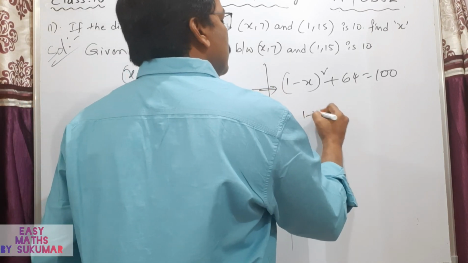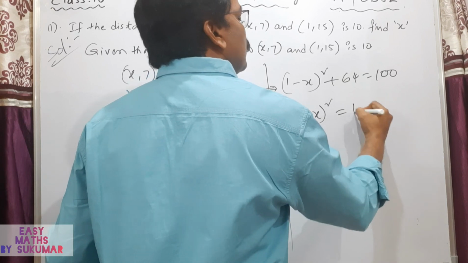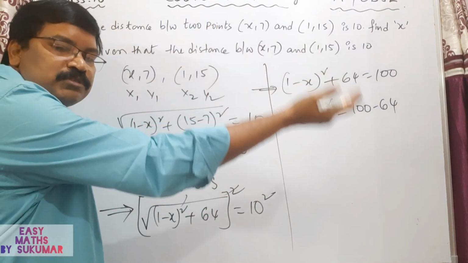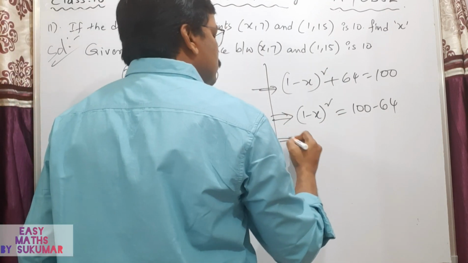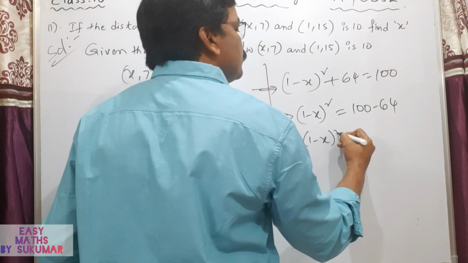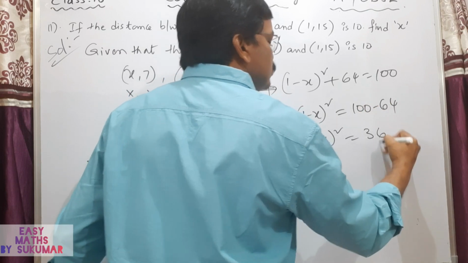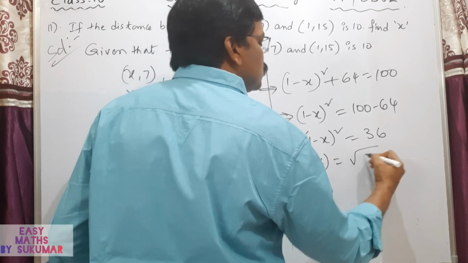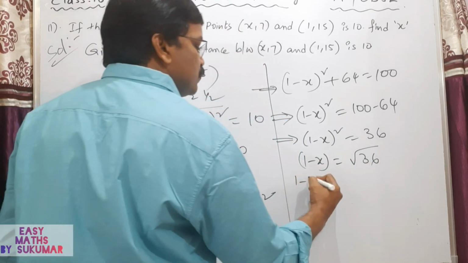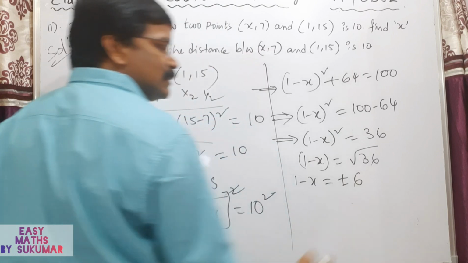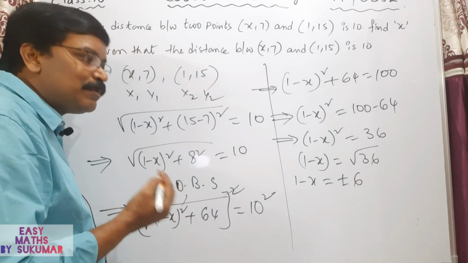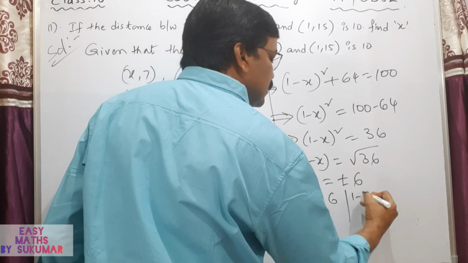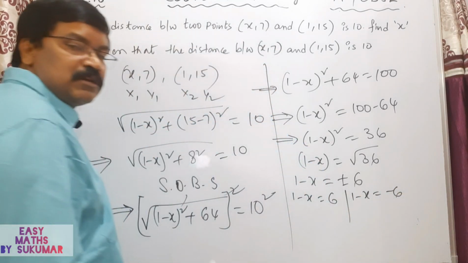This implies 1 minus x whole square is equal to 100 minus 64. Just transpose that plus 64 to the other side. So this is 1 minus x whole square, and 100 minus 64 is 36. So 1 minus x is equal to square root of 36. So 1 minus x is equal to plus or minus 6. The square root of 36 is plus or minus 6. So 1 minus x is plus 6, one case. 1 minus x is equal to minus 6, another case.